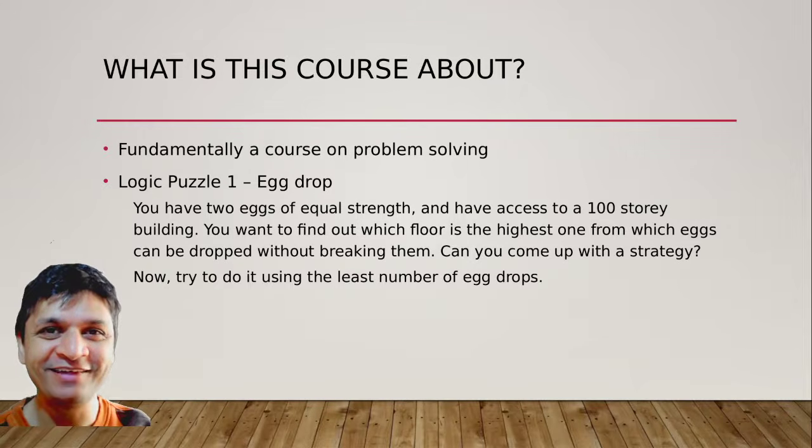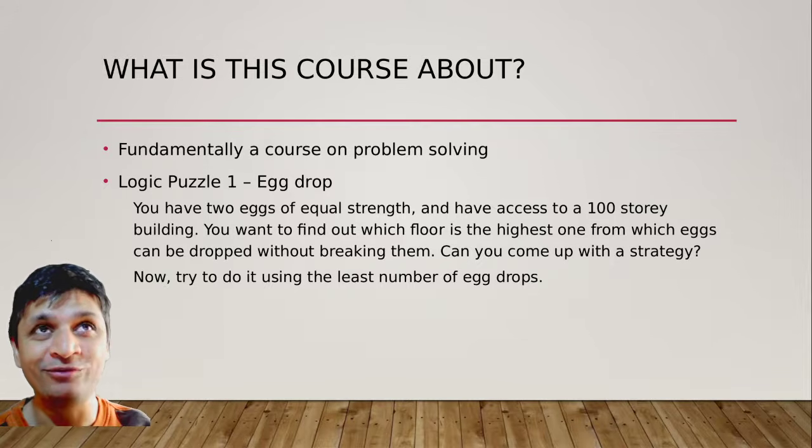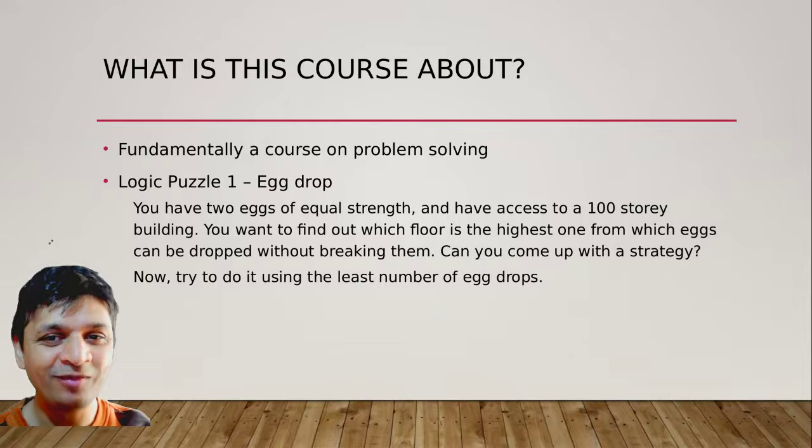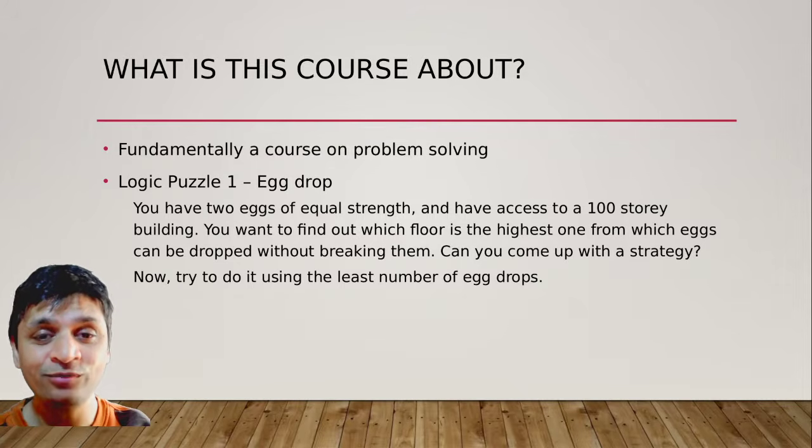So the first logic puzzle is the egg drop. How this puzzle works is you have two eggs of equal strength. Okay, so they both will have the same breaking point. And these are pretty strong eggs, so we know that they can take a pretty heavy fall without breaking. Okay, so you want to find out how strong these eggs are. Right? And how you want to do it is that you have a 100-story building, and you want to find the highest floor from which the eggs can be dropped without breaking them. Okay, and you only have two eggs.